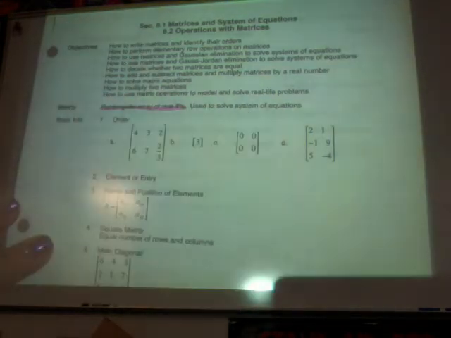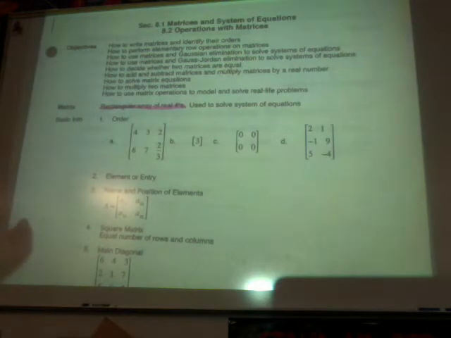So for your matrix, it's a rectangular array of numbers, real numbers. And it could be a square.